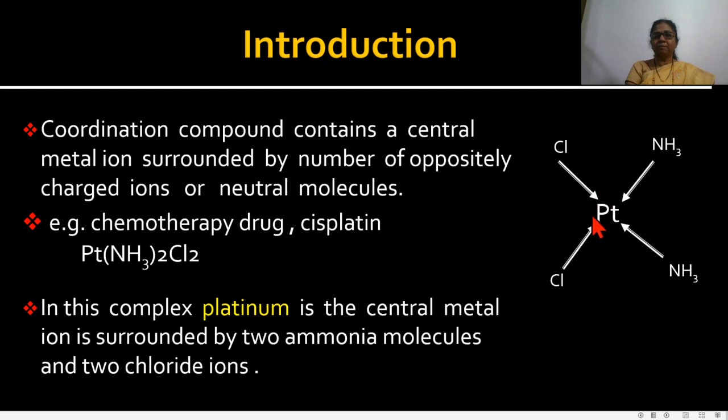In this example, platinum is the central metal ion, and these Cl groups and NH3 groups are the oppositely charged ions or molecules surrounding the central metal ion, called the ligands. We know that there are mainly two parts, the central metal ion and the ligands. In this example, platinum is the central metal ion, and the two ammonia molecules and two chloride ions are the ligands.